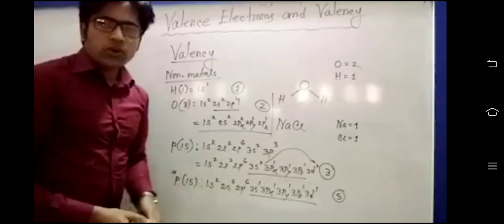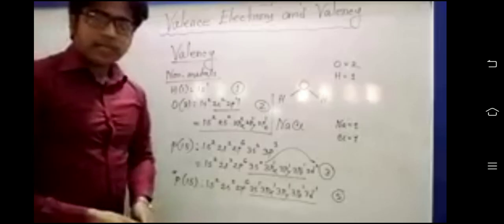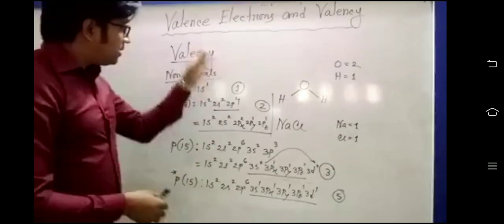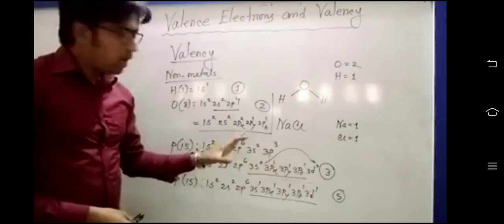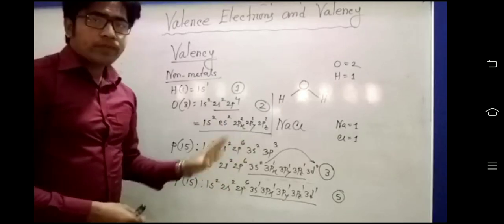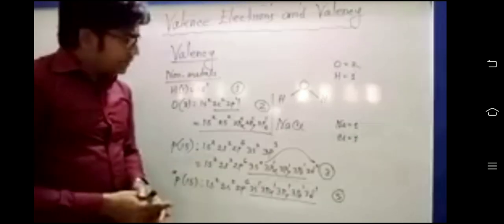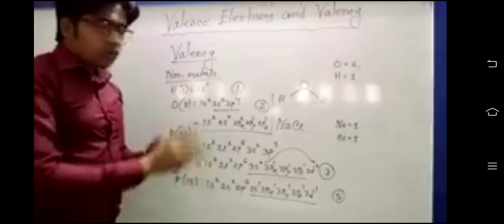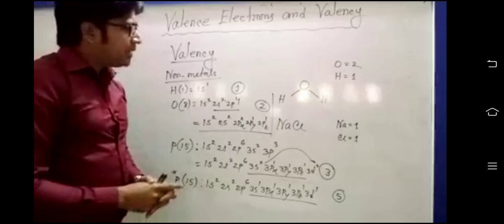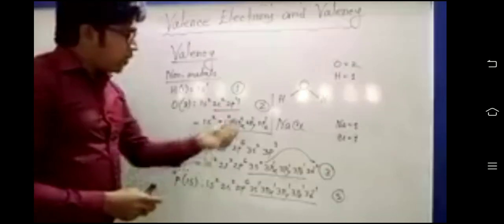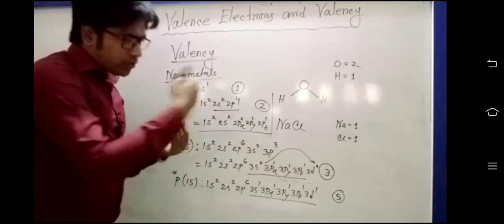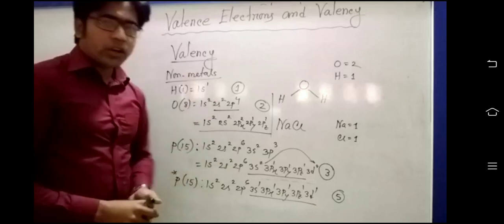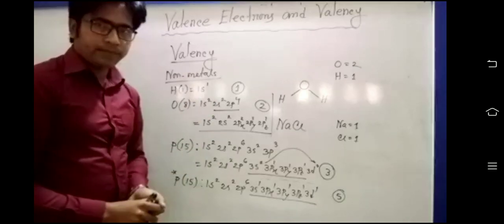Now we will learn the valency of some metals. This was for the non-metals. In this way, we can find the valency of non-metal elements. So when we write the electronic configuration, we have to find the odd electrons in the outermost shell, and their number will be the valency.